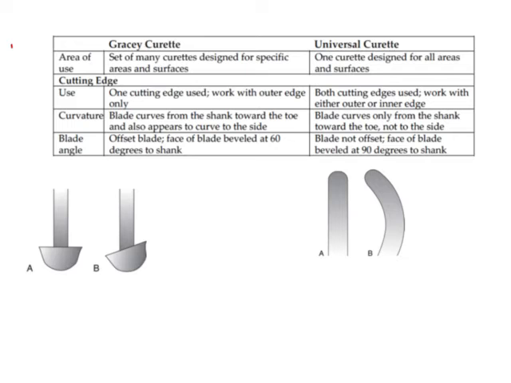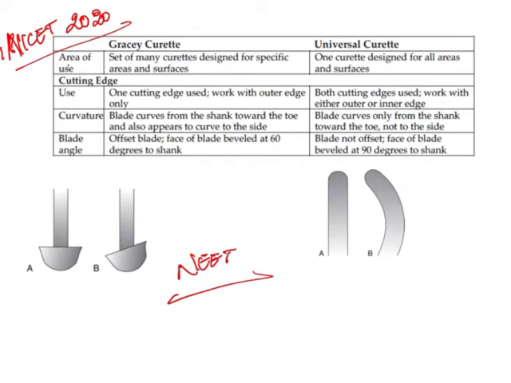Again, an important question. This was asked in the INI-CET 2020 and 2021 examinations. In addition to that, a lot of times they have also asked it in the NEET exams. So it is important that the student knows the difference between the Gracie curettes and the universal curettes. As already known, Gracie curettes are area-specific, whereas a universal curette is only a single curette. One curette is used for all surfaces.